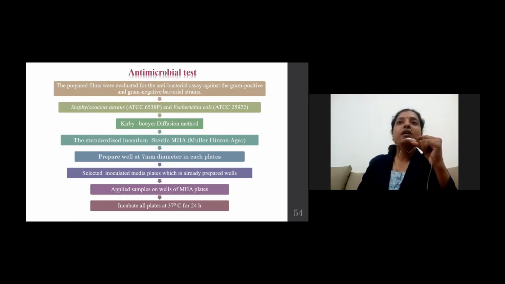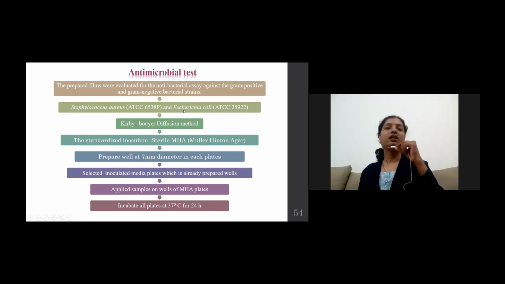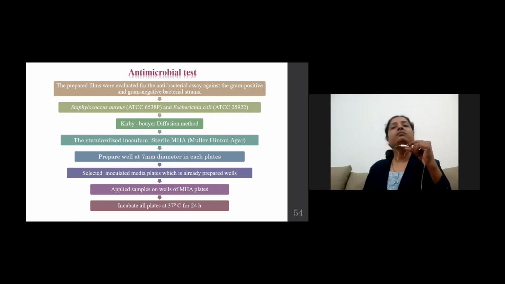Antimicrobial test was carried out by the cup and bore method, or you can say the Kirby-Bauer diffusion method, where Mueller-Hinton agar was used as the standard agar, and the wells were prepared with 7 mm diameter. Samples were applied in the MHA wells and incubated at 37 degrees centigrade for 24 hours. It was carried out for two bacteria, Staphylococcus aureus and E. coli. Staphylococcus belongs to the gram-positive bacteria, and E. coli belongs to the gram-negative bacteria. So to check the effect on both the bacteria, this kind of test is carried out.